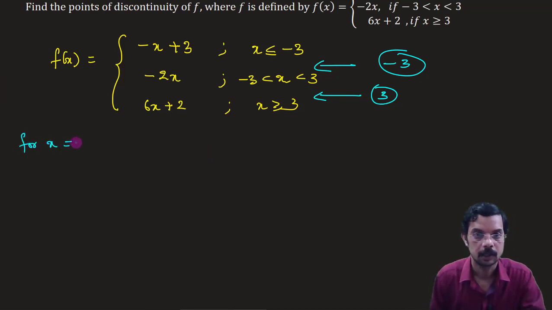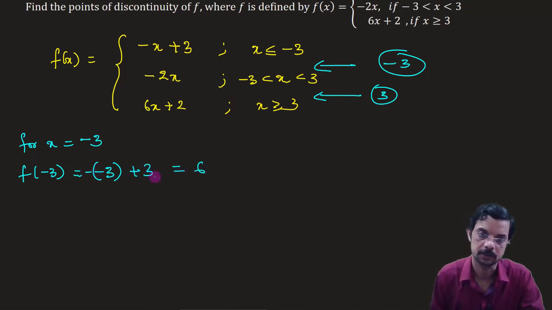So for x equal to minus 3, what is f of minus 3? F of minus 3 is defined here. F of minus 3 is equal to minus of minus 3 plus 3, that is equal to 3 2s are 6.